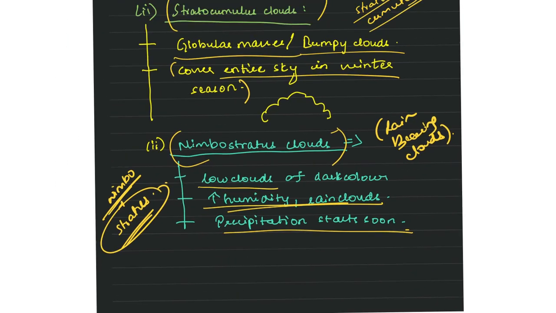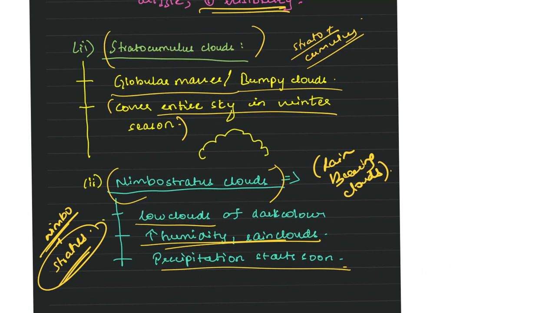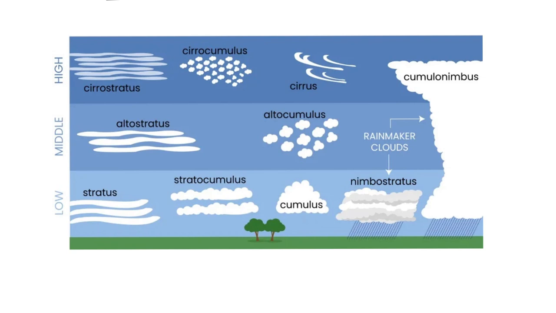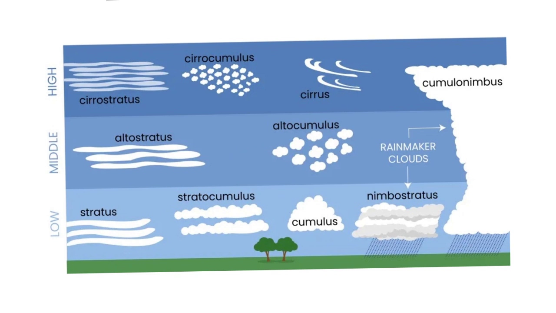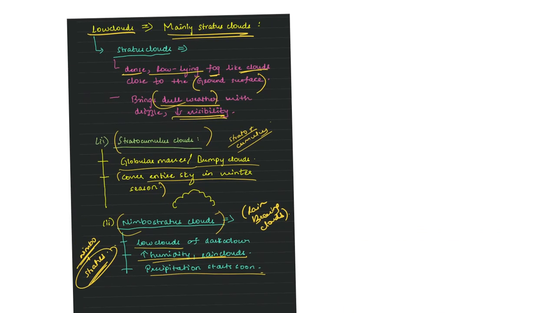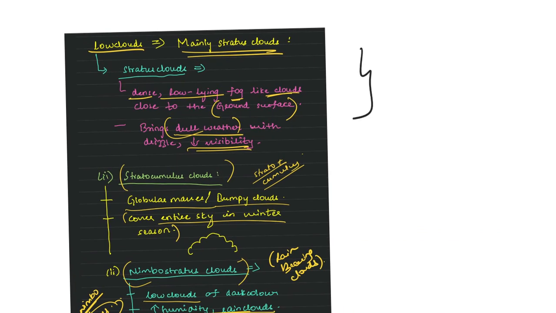So these stratus, stratocumulus and nimbostratus, you'll see in the picture now, right? So stratus, stratocumulus and nimbostratus. Stratus clouds are again flat sheet type structures, stratocumulus are bumpy clouds, and next comes the nimbostratus. So nimbostratus are rain-making clouds. Okay, so I hope you're also perfect with low clouds: stratus clouds, stratocumulus and nimbostratus. I hope you understand these too, right?